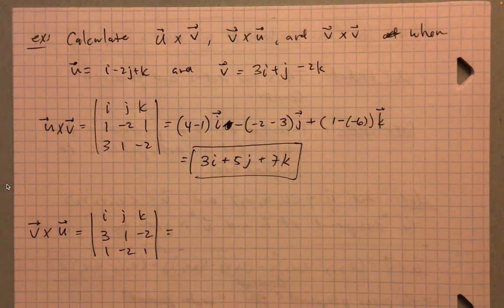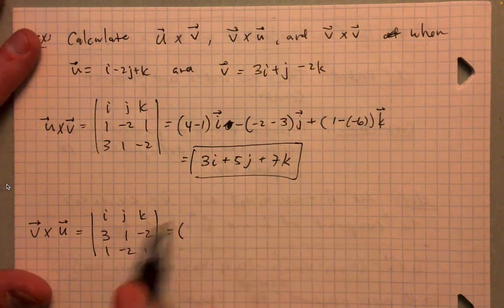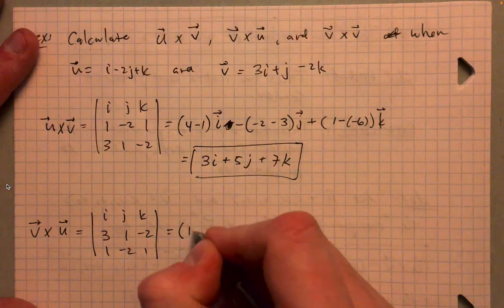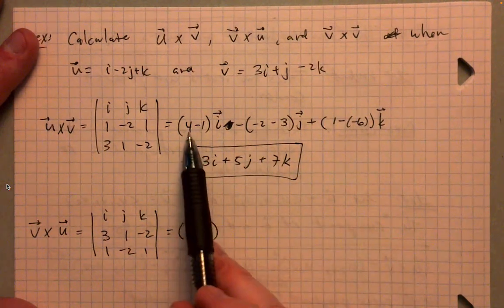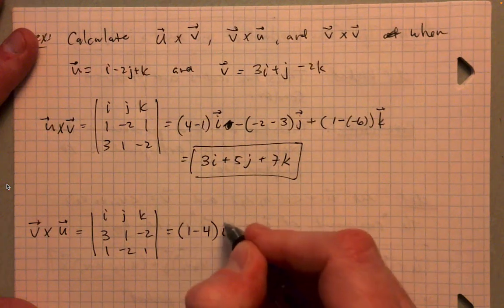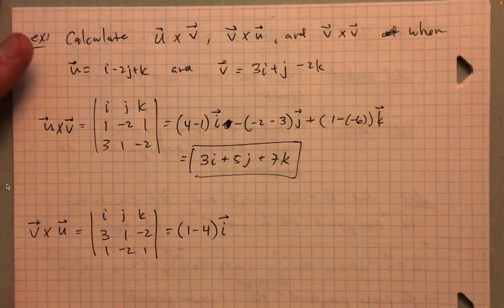All right, so you may think that u cross v and v cross u are the same thing, but it turns out they are not. Let's see how they are different. For the i, I would hide this, and I would go 1 times 1 minus negative 2 times negative 2. So that's 1 minus 4, right? So you can see that they're flipped. So it's 4 minus 1 here, it's 1 minus 4 here. Obviously going to give you different answers, right?